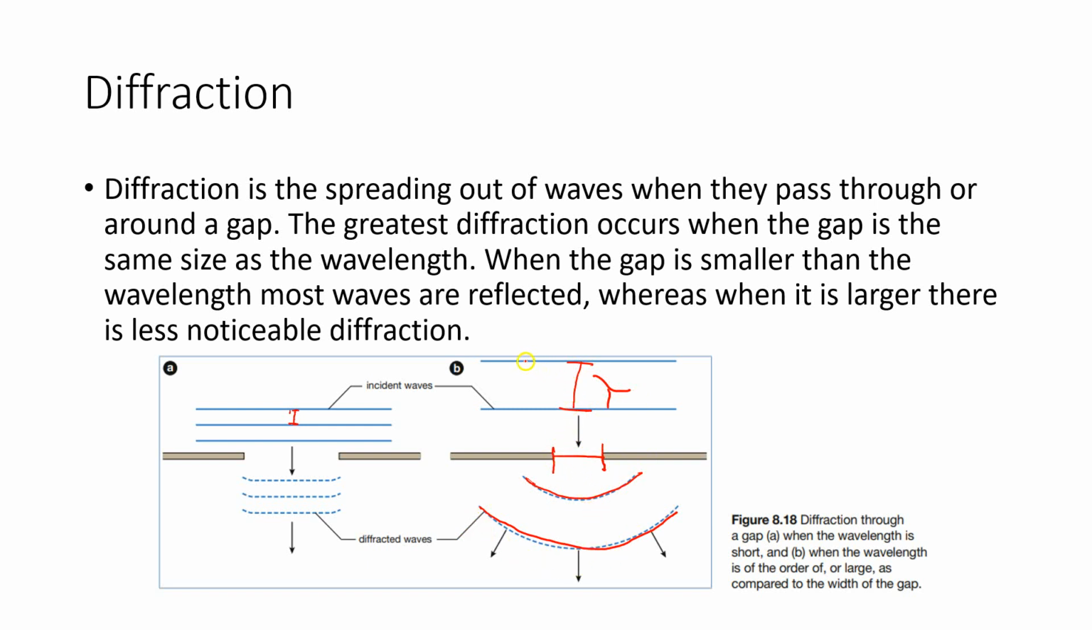Mind you, if you want to find the wavelength, all you're doing is measuring crest to crest, because these thick lines right here are crests. So this is one crest, this is another crest. By measuring the distance between two crests, you get the wavelength. If that wavelength matches the width of the gap, then obviously perfect diffraction is going to take place.